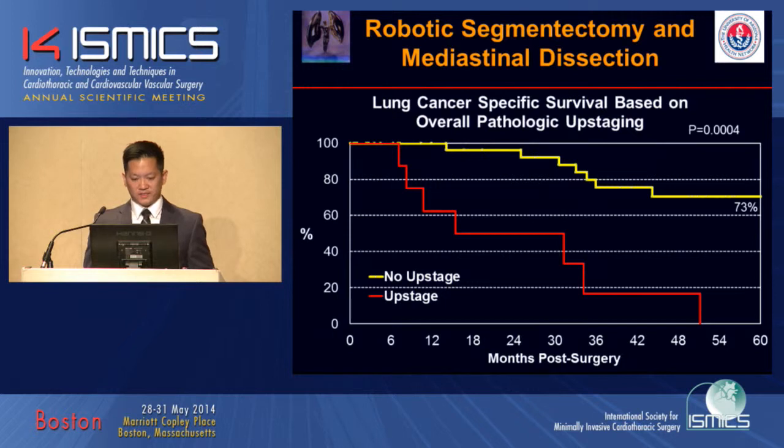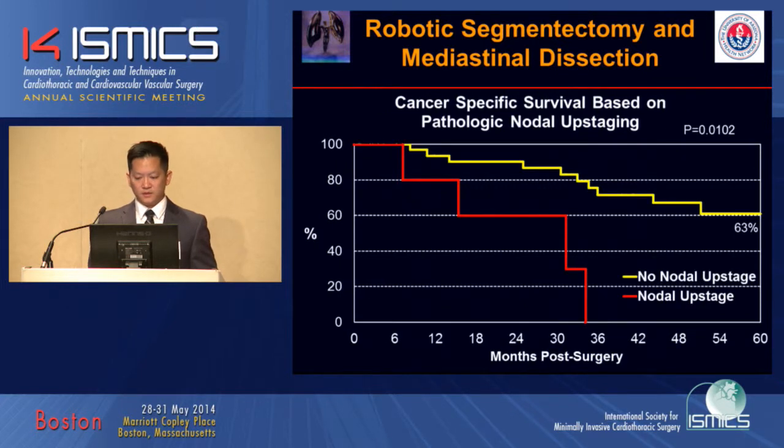When we look at upstaging, if the patient wasn't upstaged based on tumor or nodal involvement, their survival at 5 years was 73% for cancer-specific survival. If they were upstaged, this dropped significantly down to 0 by 5 years. Looking closer at nodal upstaging, if you did not have nodal upstaging by 5 years, you were 63% survival versus 0, and you can see a drop off there too.